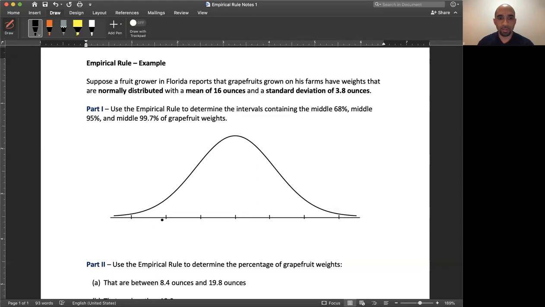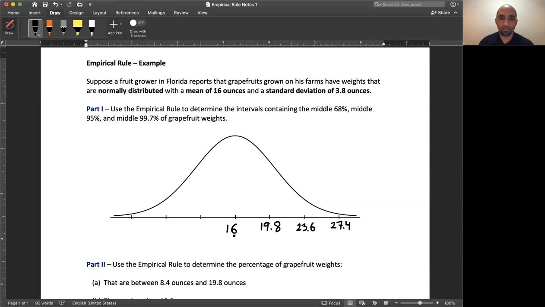We're going to begin by writing the positions. We're writing values on those horizontal axes corresponding to specific positions. The mean of the distribution is in the center. We're told that the mean is 16 ounces. And then we're going to add one standard deviation to 16 to get the next position. So 16 plus 3.8 would be 19.8. We add 3.8 again, we get 23.6. Add 3.8 again, we get 27.4.